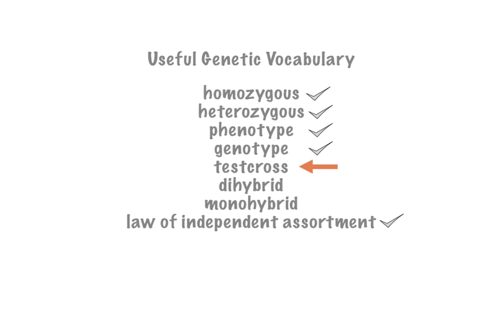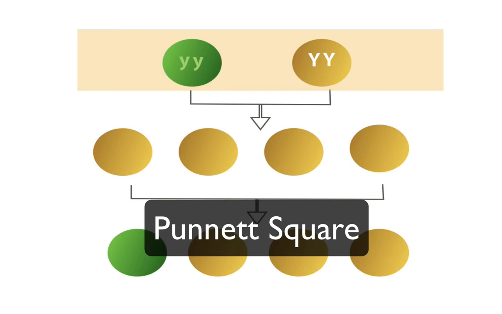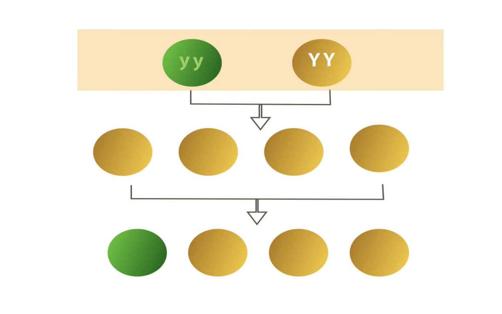Now let's look at a test cross. This is also known as a Punnett Square. This was developed in the 1900s by Dr. Reginald Punnett, and he helped with this diagram. We're actually able to better quantify or look at the probability of which gene is going to express.